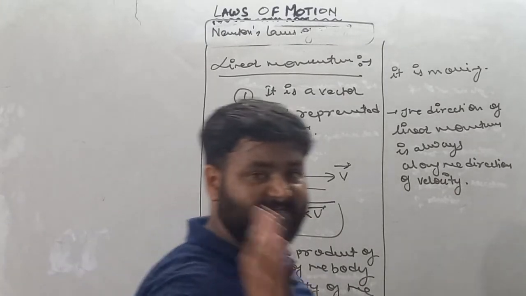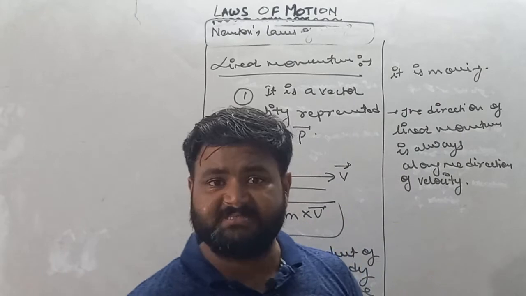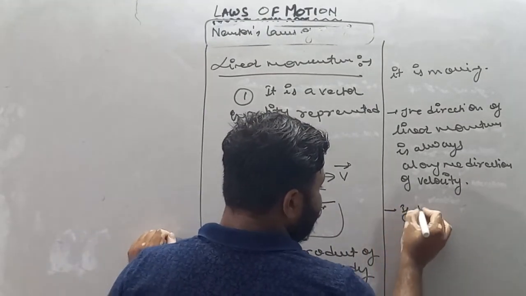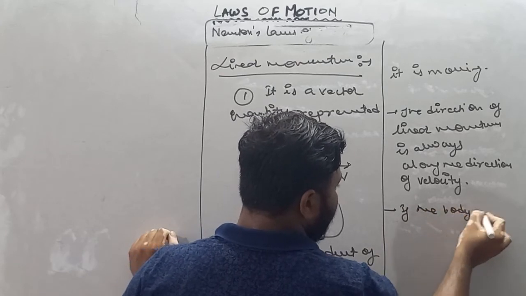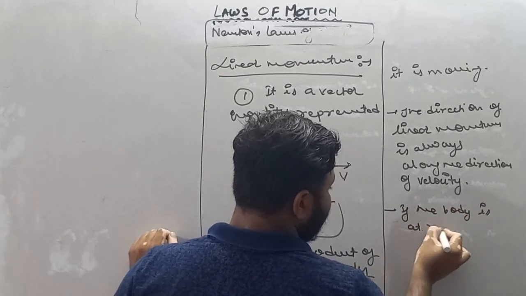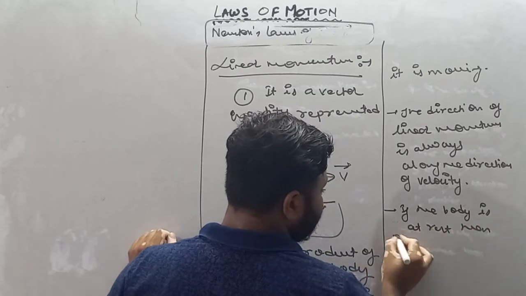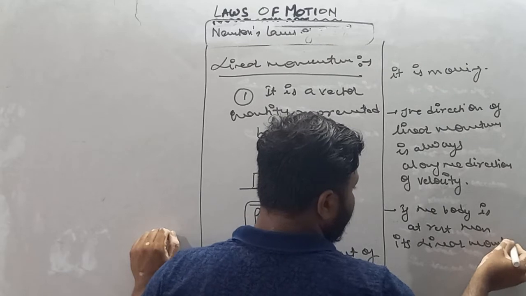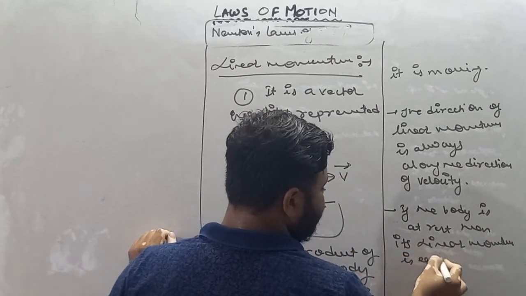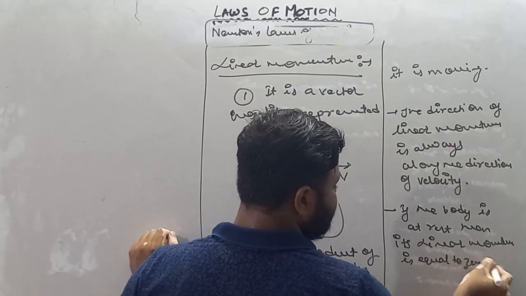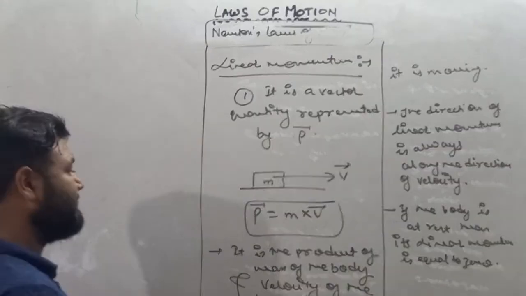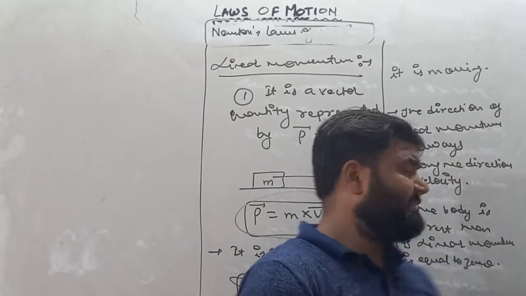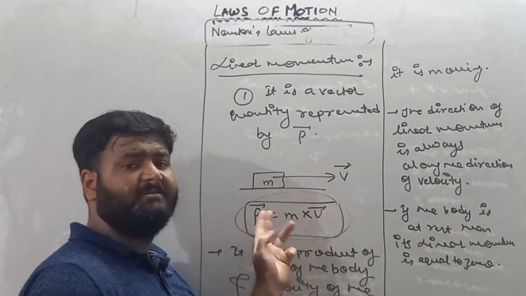If the particle is at rest, then its linear momentum is 0 because velocity comes to 0. I'll write here: if the body is at rest, then its linear momentum is equal to 0. So remember, my dear student, linear momentum depends on velocity. The direction of linear momentum is always along the direction of velocity.